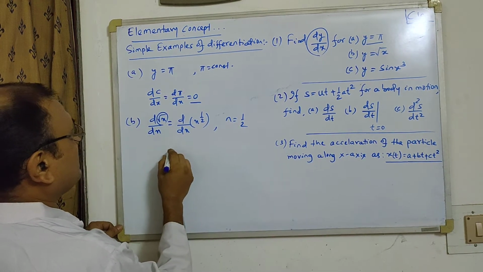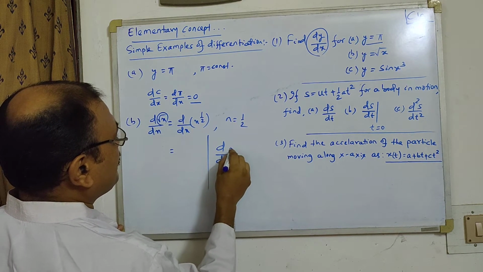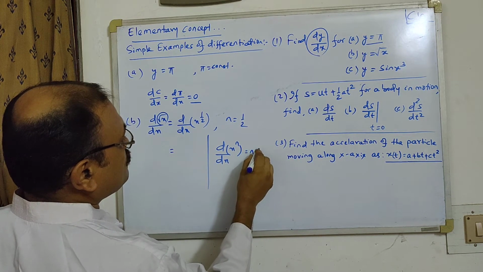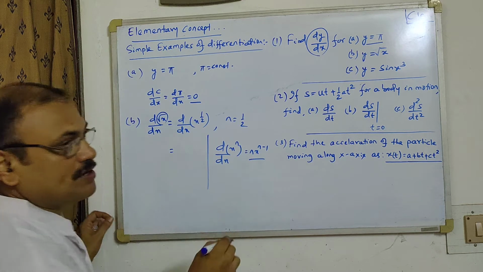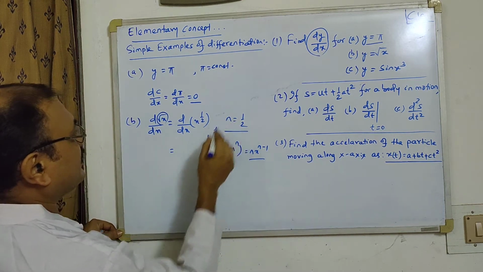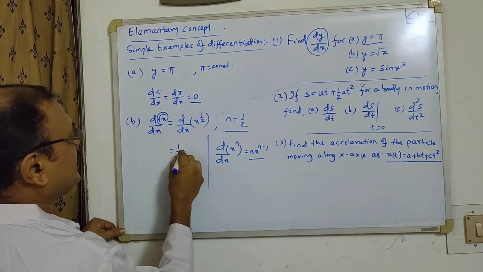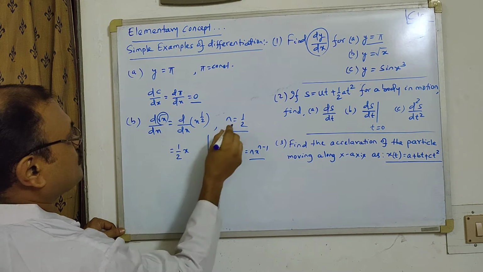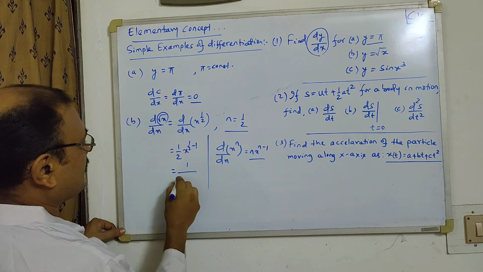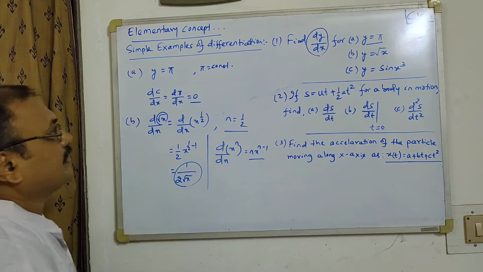So we can apply the formula, that is d by dx of x to the power n, which is nothing but n into x to the power n minus 1, as we have given the formulas earlier. Here I'll apply n equal to half, so n into x to the power n minus 1, where n is half, so half minus 1. So you will get 1 by 2 square root of x.